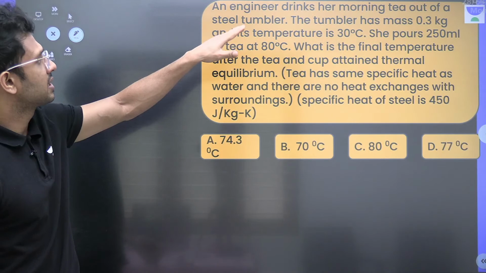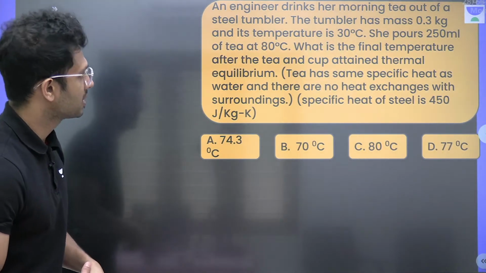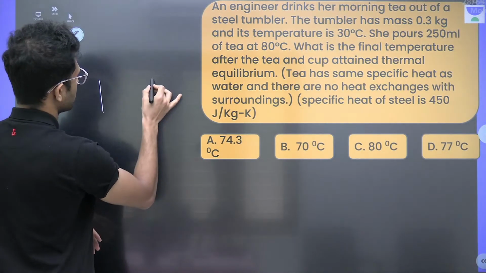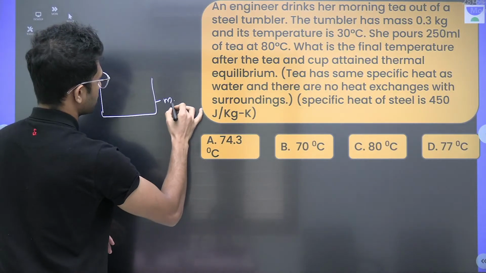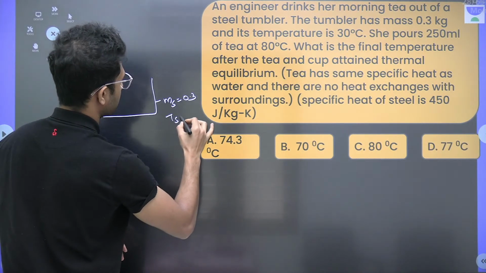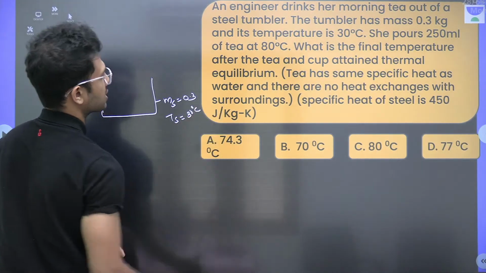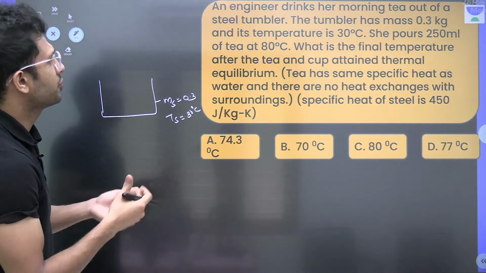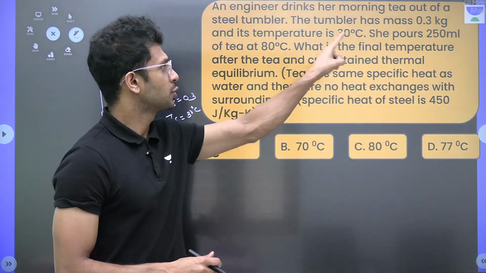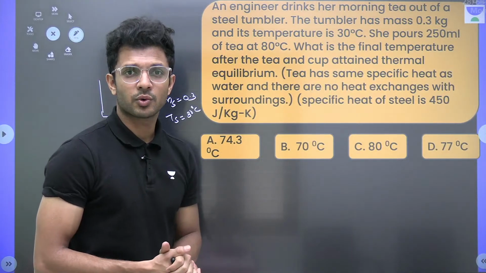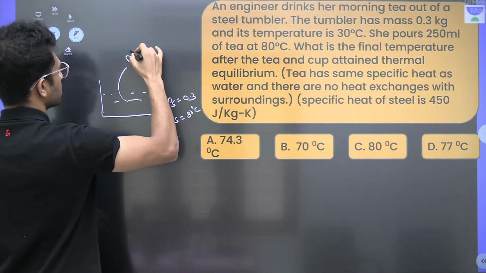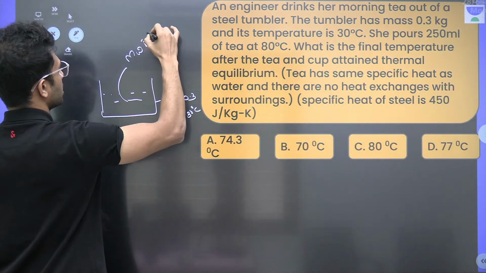An engineer drinks her morning tea out of a steel tumbler. The steel tumbler has a mass of 0.3 kilogram. So this is our steel tumbler. Mass of steel is equal to 0.3 kilogram and the temperature of steel is equal to 30 degrees Celsius. Okay. She pours 250 ml of tea. We know 1 liter is equal to 1 kilogram of water, right? So 250 ml will be equal to 250 grams of water, right? So to this tumbler, I am pouring mass of water is equal to 250 grams.